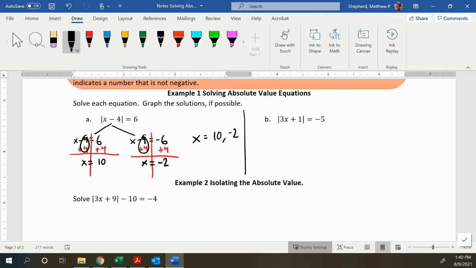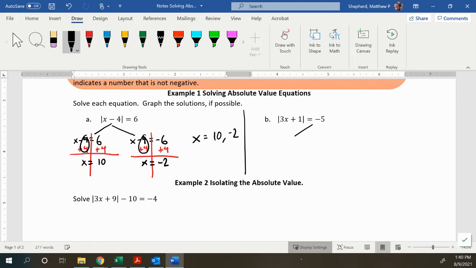Okay, and we could try them out by putting them in. If we put in the negative 2, minus 4 is negative 6. Absolute value of negative 6 is 6. 10 minus 4 is 6. Absolute value of 6 is 6. And that's just a quick way of checking. Just go ahead, plug the number back in. Does it come out the way you expect?